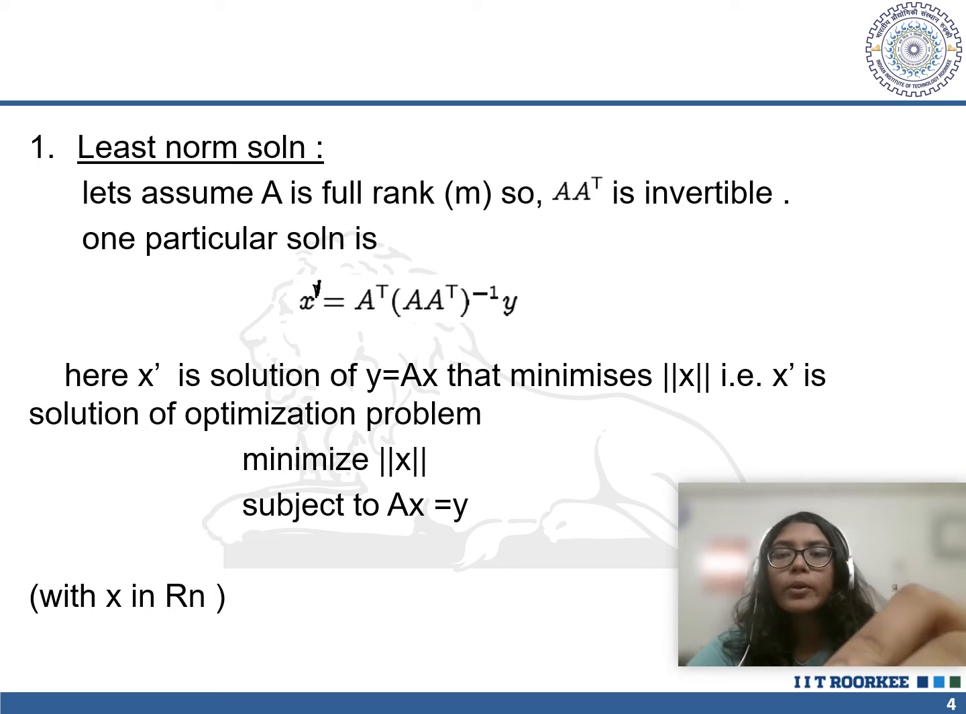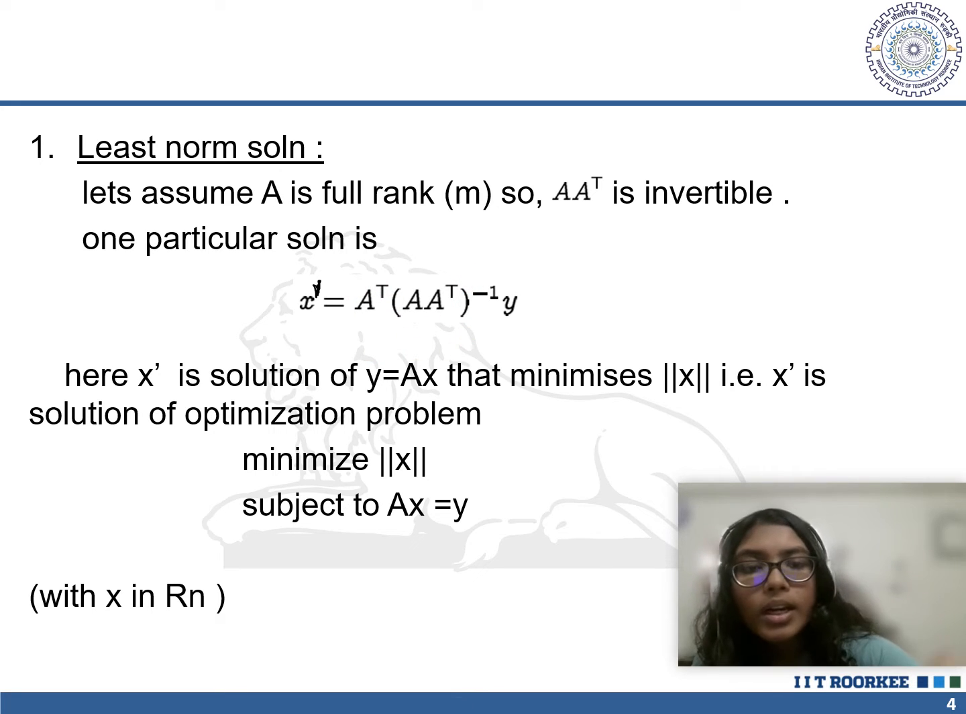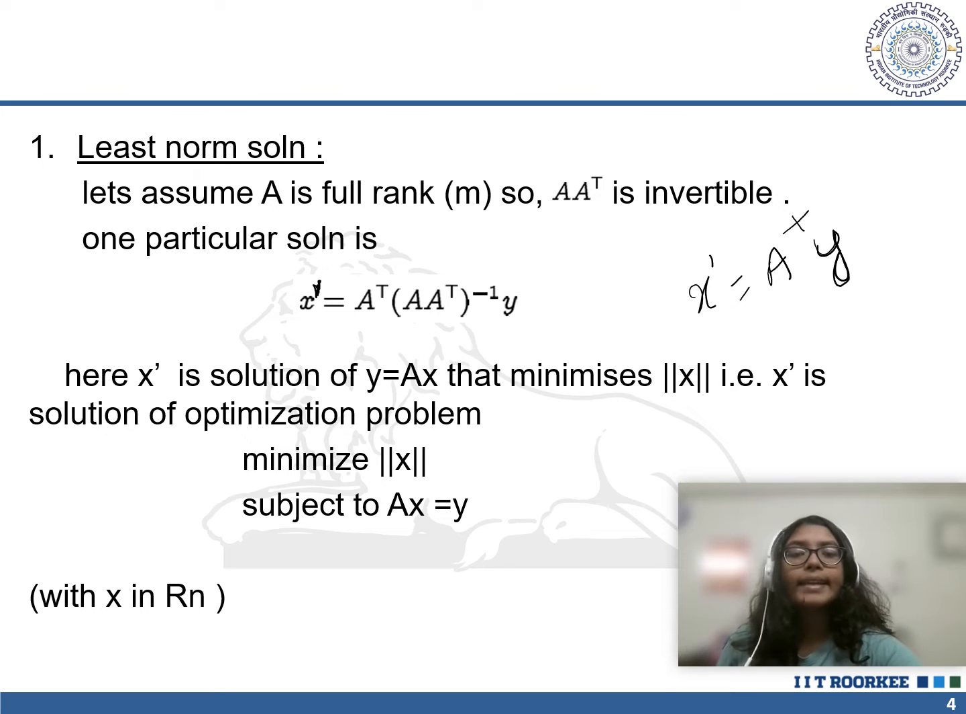Firstly, let us see how to solve using the least norm solution method. Let's assume A is of full rank, that is, its rank is m, where m is its number of rows. So we can say that A times A transpose is invertible. One particular solution of x in this case is x dash equal to A transpose times (A A transpose) whole inverse times y. This x dash is said to be the pseudo inverse applied to y. We can't just directly write x equal to A inverse y since A inverse doesn't exist, so we write x dash equal to A pseudo inverse of y.